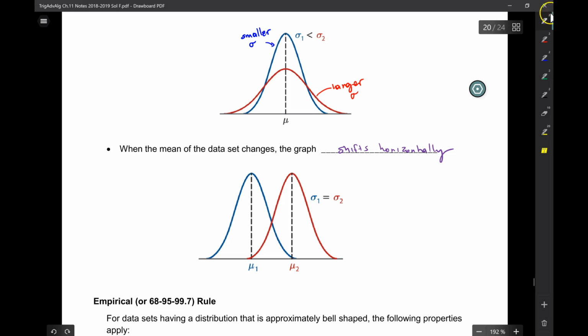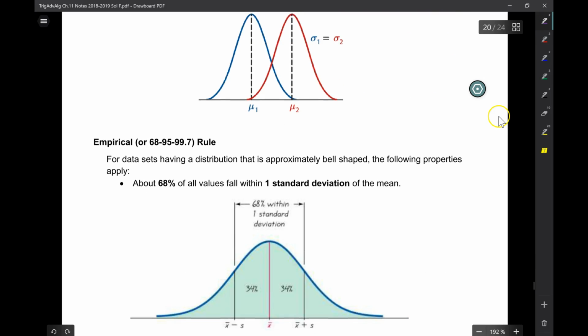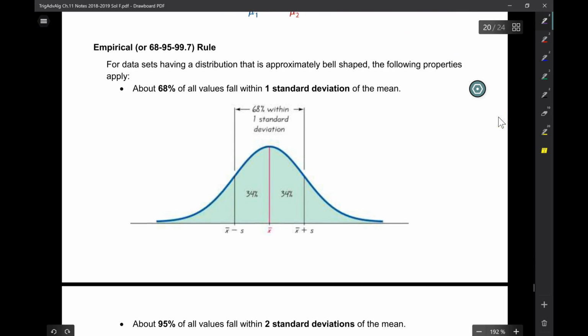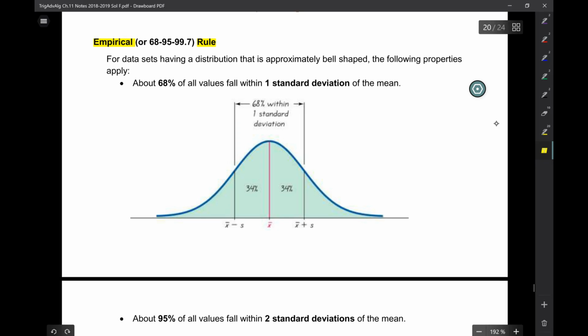Now for the good one. Now for the empirical rule. This rule has two names. It's either called the empirical rule, or it's called the 68, 95, 99.7 rule. It turns out you really have to know both. You've got to know the numbers. Okay, so here's how this works. This is where the numbers come from.